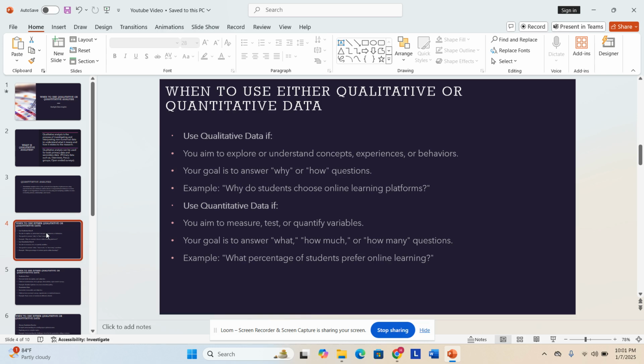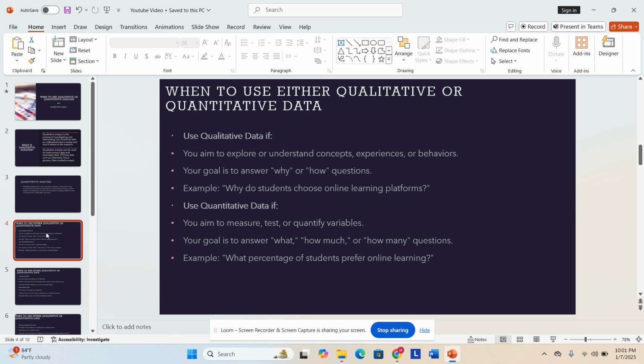Now, use quantitative data if your aim is to measure, test, or quantify variables. In this sense, your goal is to answer what, how much, or how many. For example, what percentage of students prefer online learning? And that seems simplistic. Or you can say, what learning platforms do students use the most? You get? What learning platforms do students use the most? Now you can ask, and why do they use them?